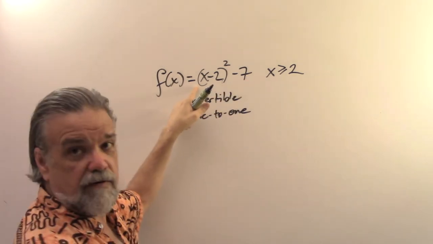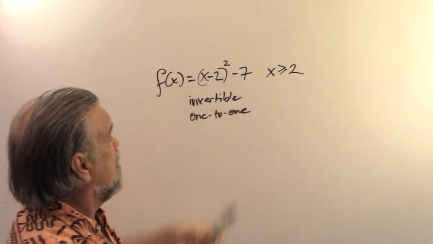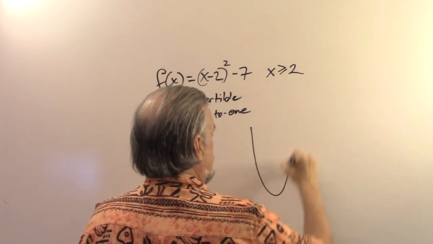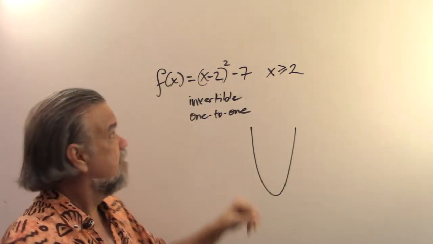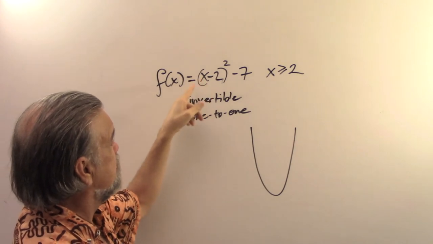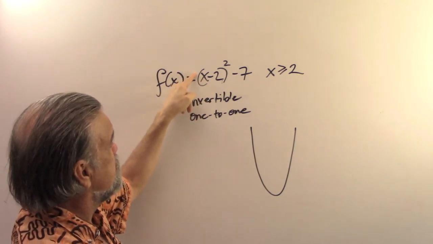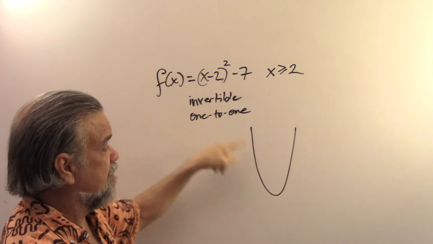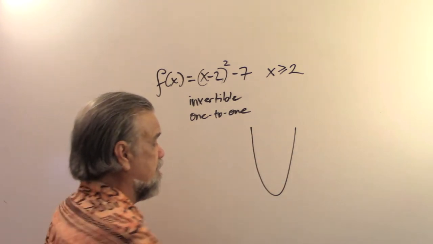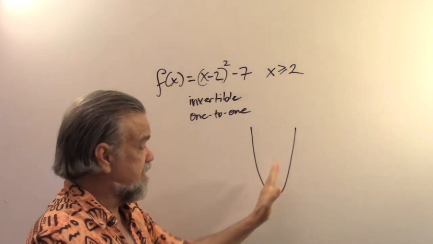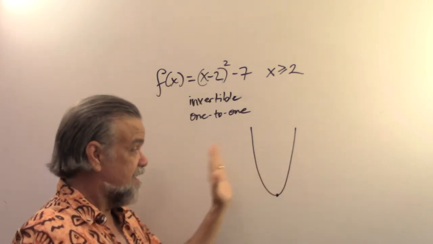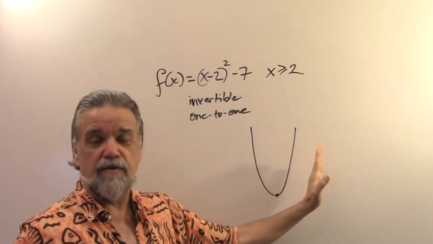This is a parabola. Okay? Parabolas look like this. Well, this one looks like this. As long as my x term has no negative coefficient, it's going to look like this, opening up. What we have to do to restrict our domain is take the left side of the parabola or the right side of the parabola.